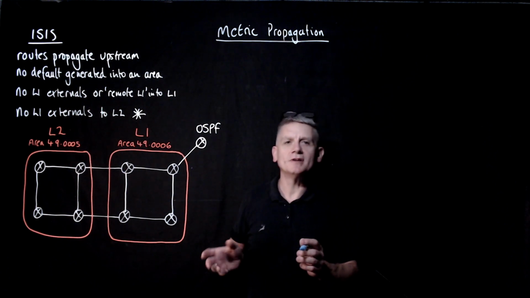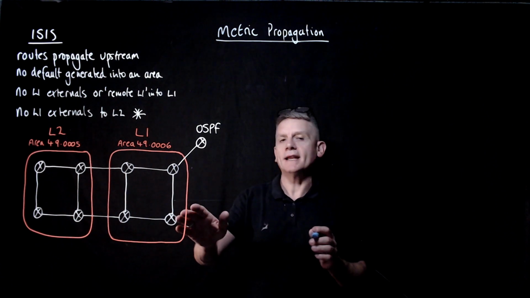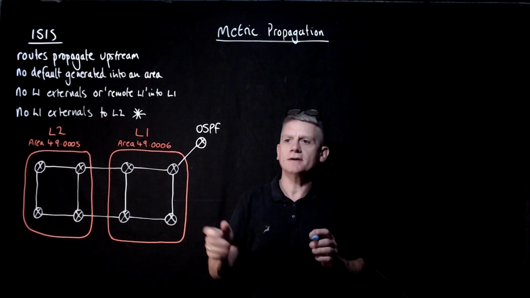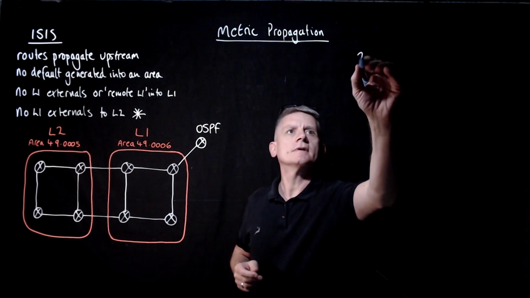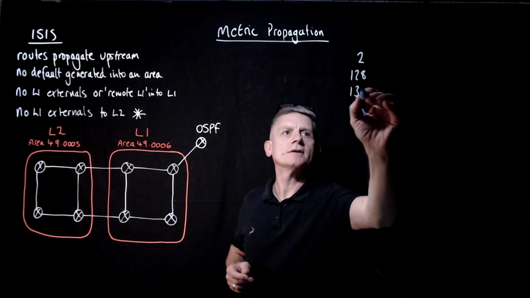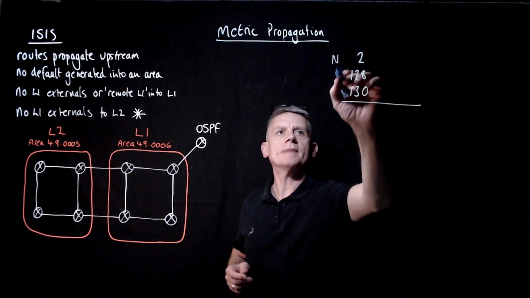Okay, so now we're going to have a look at wide area metrics only, and this is going to affect the way that the ISIS routes propagate in some really quite unusual ways. So let's have a look. Initially, the TLVs for ISIS were as follows, and we call these the narrow metrics.